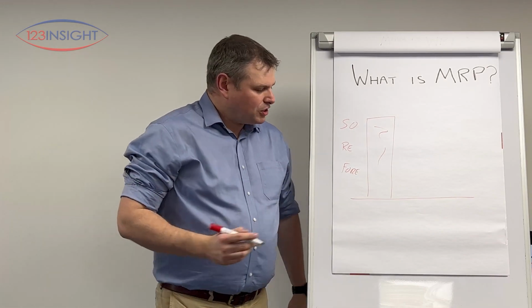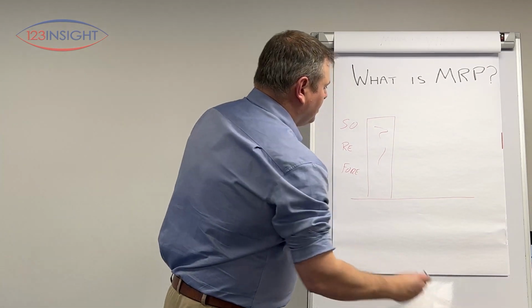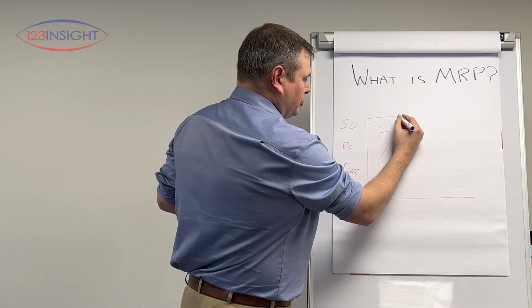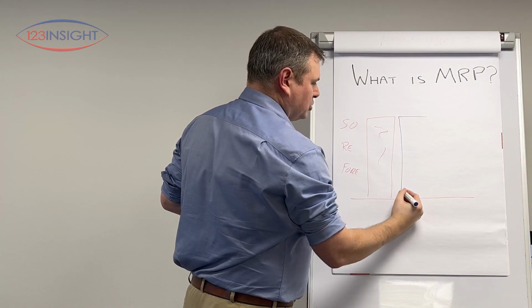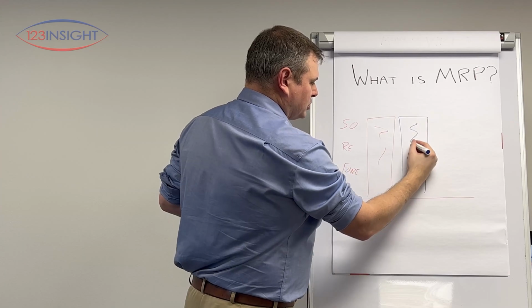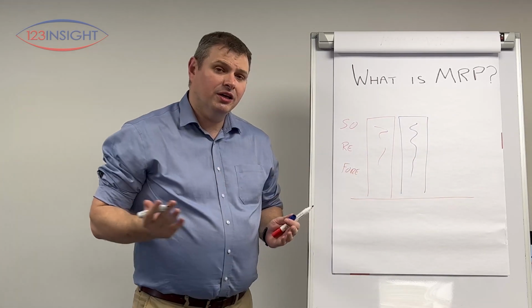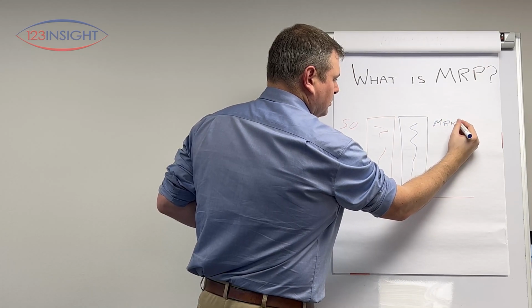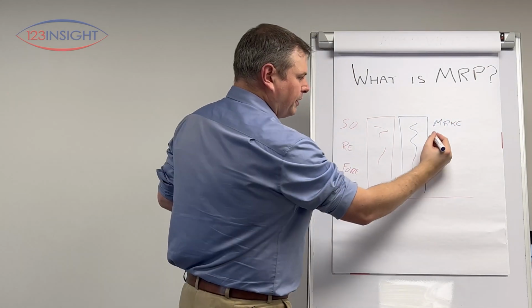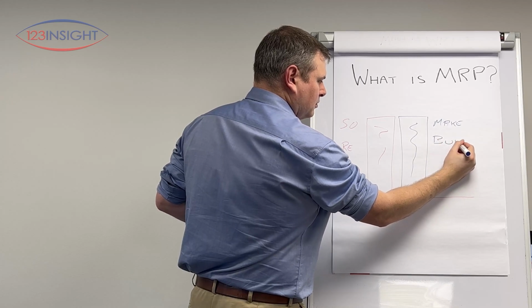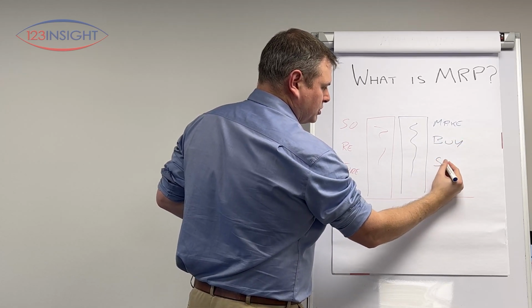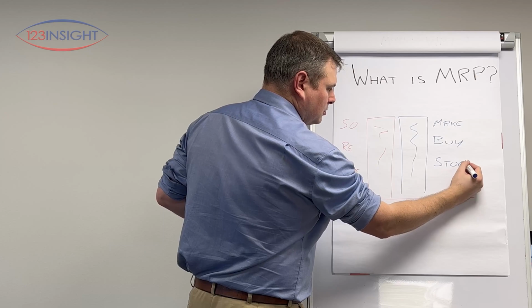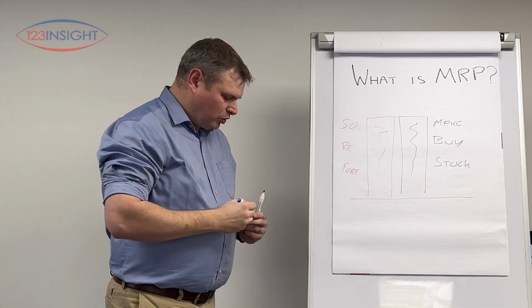MRP is all about matching that demand with supply. And what MRP is going to do for you, if it's well implemented in your business, is ensure that you have the supply coming in to meet that demand. And that supply is obviously parts that you make, components that you buy, and it's made up of your existing stock. So look, in a nutshell, that's what MRP is.